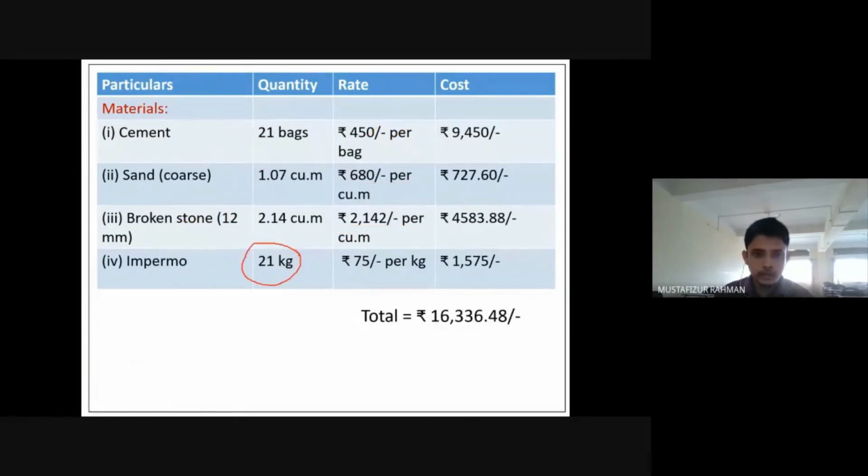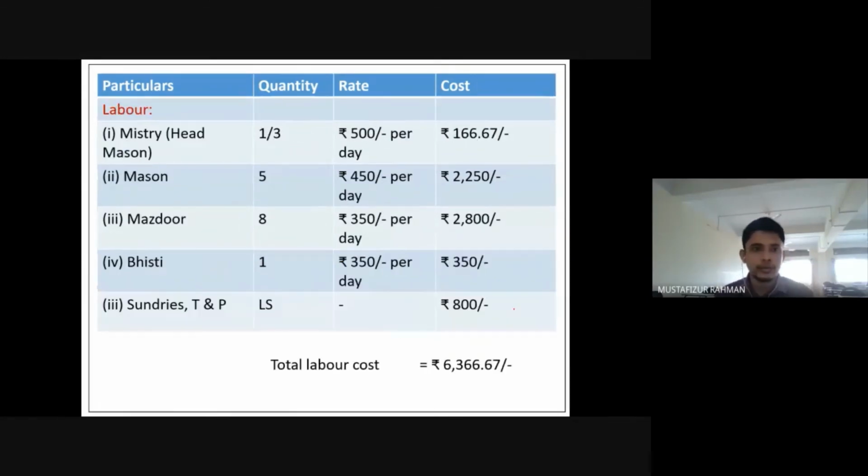This one we shall have to remember that 1 kg is to be used per bag. So we are using 21 kg or 22 kg, something like that, and then we shall get this rate. We shall get the total value. Other things will be similar. We shall go for labor calculations.